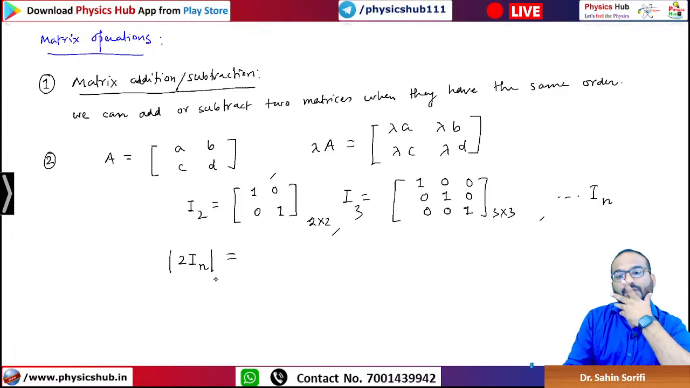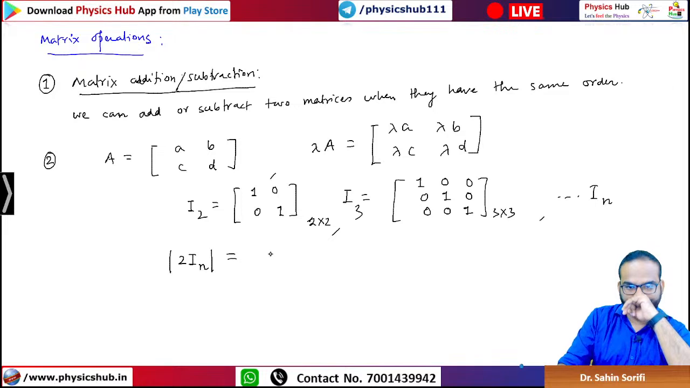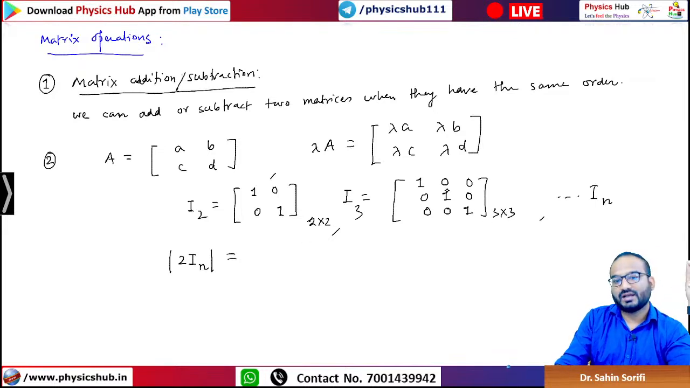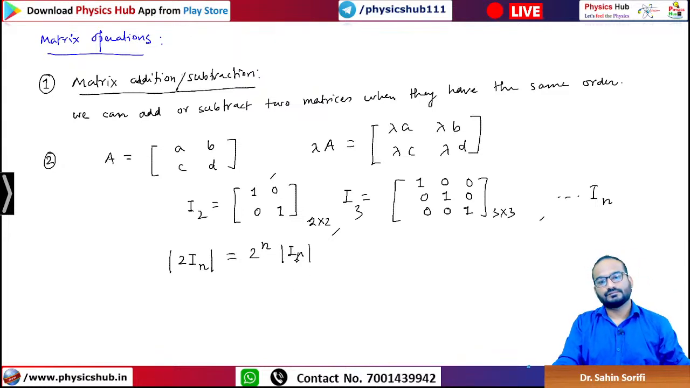Two IN means what? Look, at each principal diagonal element, 2 will be there. So when you take it outside, it will be 2 to the power n. Okay. Isn't it? Do you understand this? In some of the problems, we are going to utilize this.